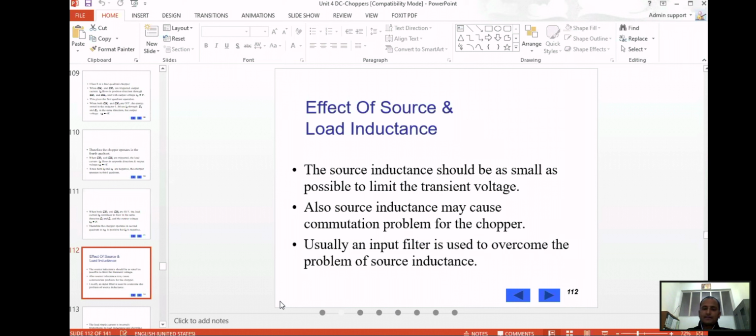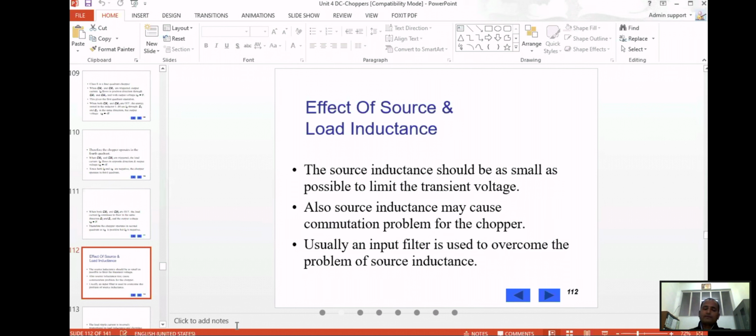Also, source inductance may cause commutation problems for the choppers. So if there is a high source inductance, it might cause commutation problems for the chopper. Usually an input filter is used to overcome the problem of source inductance. The input filter is using a capacitor, right? The input filter is used to overcome the problem of source inductance.